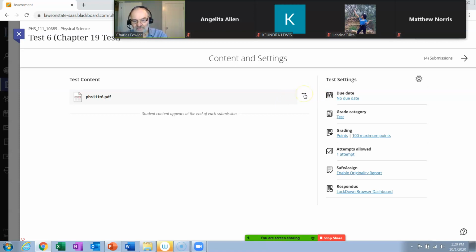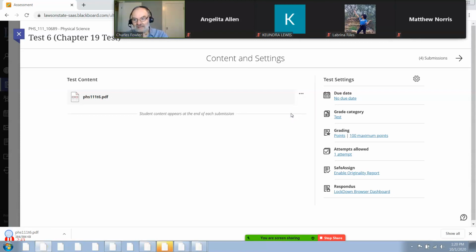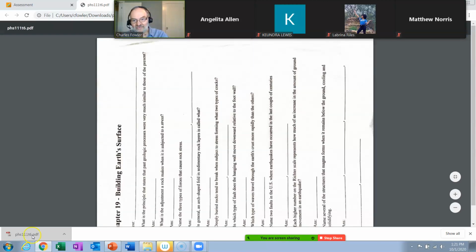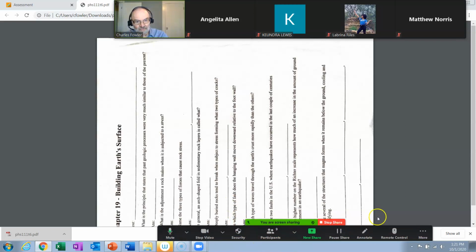Okay, when you click on the 3 dots here, it says download original file, right? When you click on download original file, then you'll see it downloading in the corner here. When it finishes downloading, you can click on that, the lower left corner, click on that, and there's your test. You'll have to rotate it some.